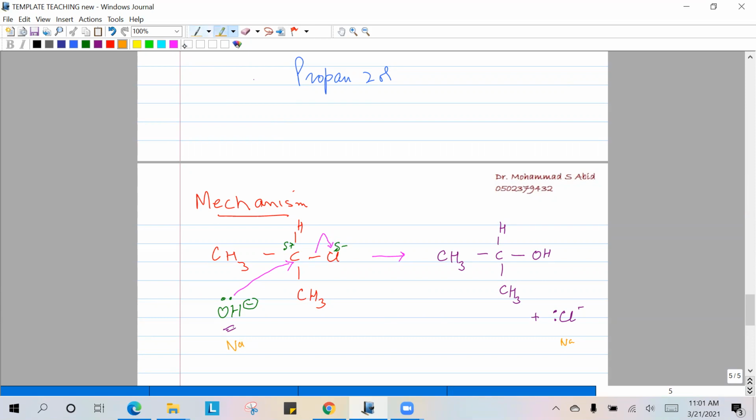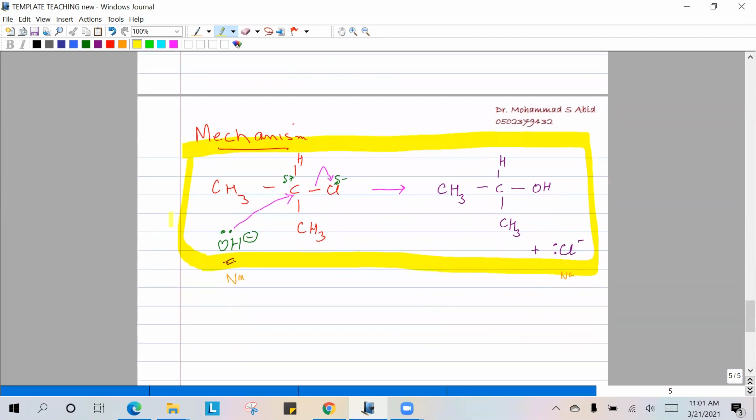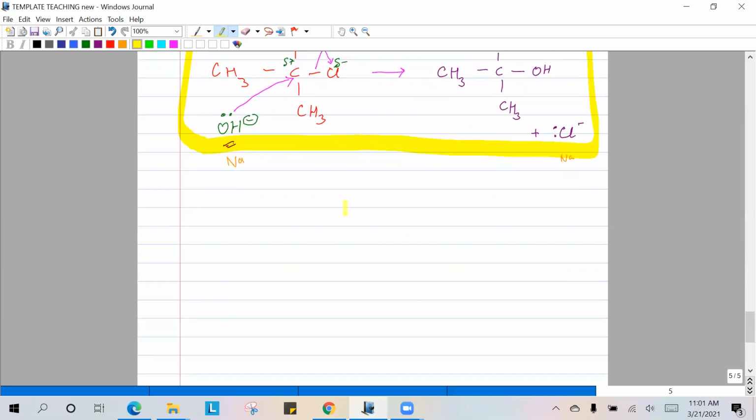But this is what is required as a mechanism. If they ask you to show the mechanism for aqueous NaOH or KOH, this is what you have to show. Nothing more. That explains everything. Now moving on to the next reaction.